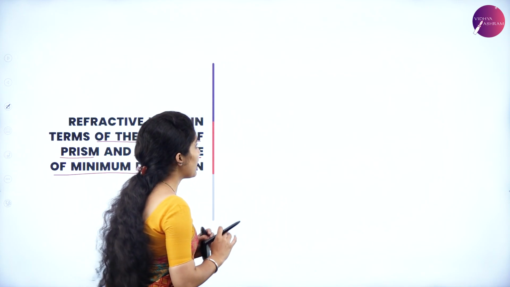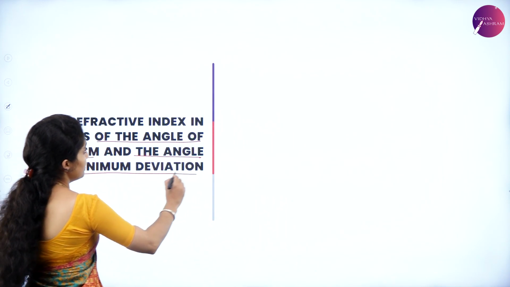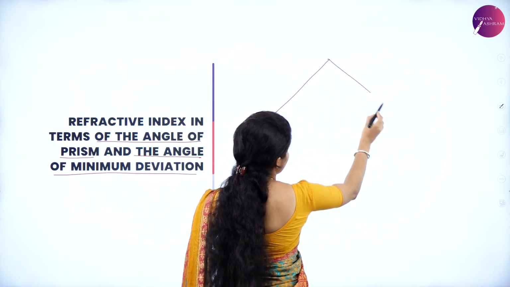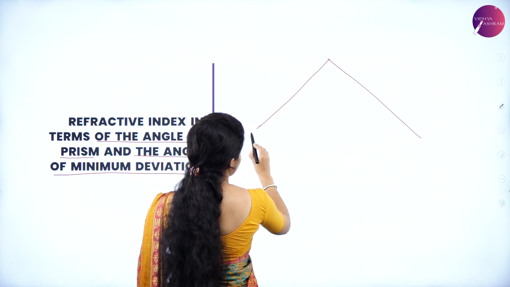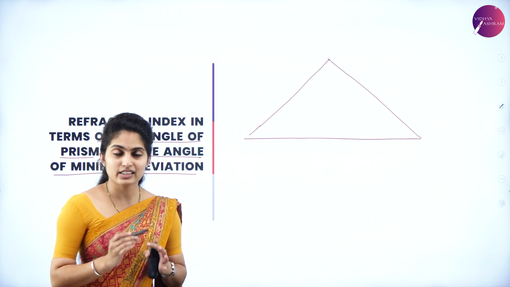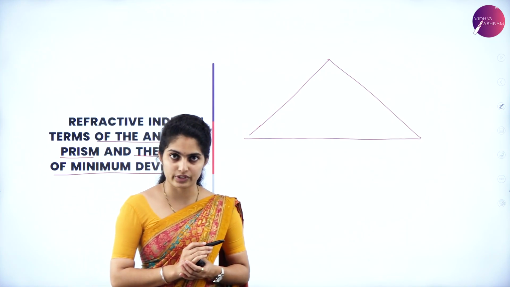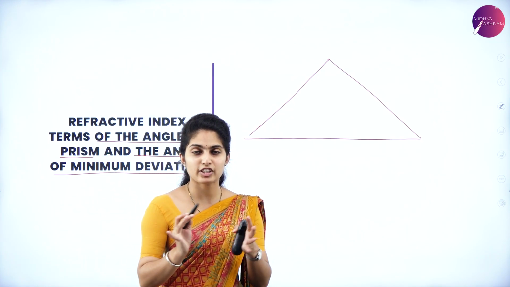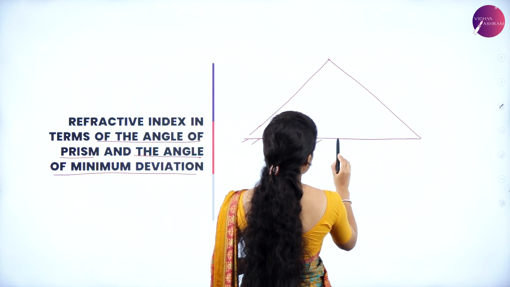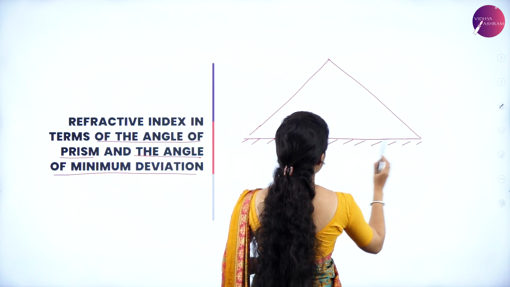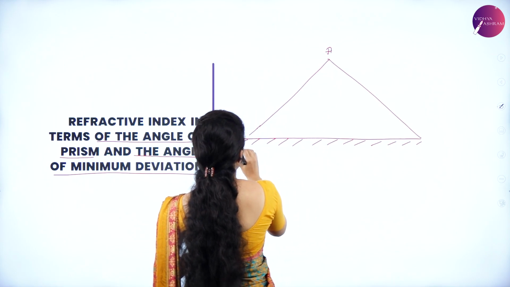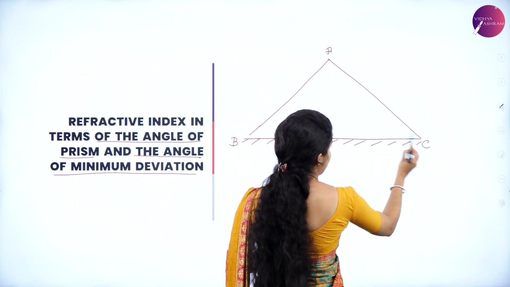For that, we need a diagram, and the diagram turns out to be a triangle. This is a triangle, which means it is a prism for us, a one-dimensional image of a prism. Now, the base is fixed like this. This is the base. The prism is named A, B, C.